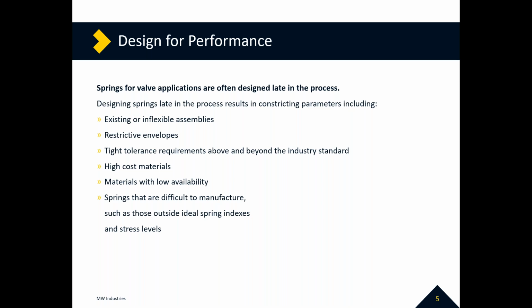And a lot of times when we help them design late in this process, we have to deal with high cost materials, or we're looking at wire sizes that are difficult to get, which are probably not stock sizes. We're helping them with springs that are difficult to manufacture. So we'll cover what we mean by difficult to manufacture. That could be, say, a spring index, which I'll cover later, that is too small or too large, or we're developing stresses that are way above what we would want to design for them.